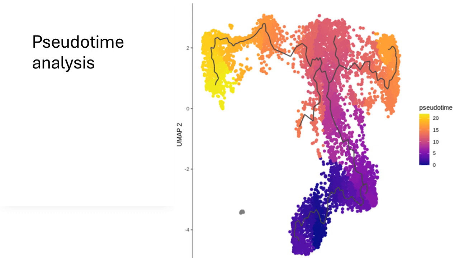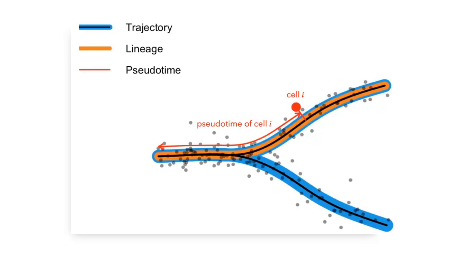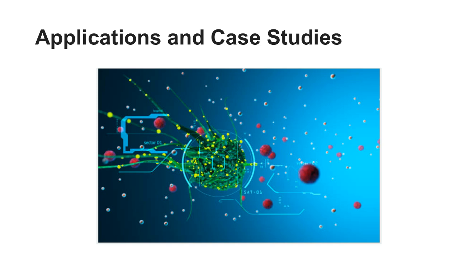Pseudotime analysis. Tools like Monocle can infer the developmental trajectories of cells, mapping out how stem cells differentiate into various cell types over time. Applications and case studies.